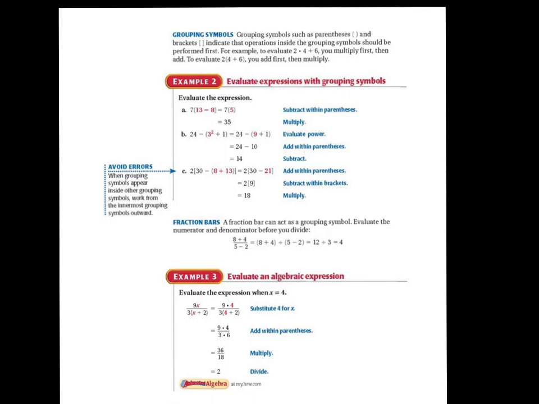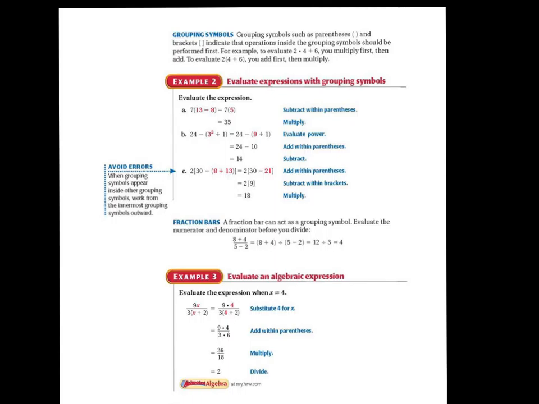Okay, so on to the second example. So we have 24 minus 3 squared plus 1. So we're going to go inside that parentheses, and you can see that we have an exponent, and then we have adding, so we need to do that exponent first. So 24 minus 9 plus 1 inside the parentheses. Do our 9 plus 1, that gives us 10. 24 minus 10, that gives us our 14.